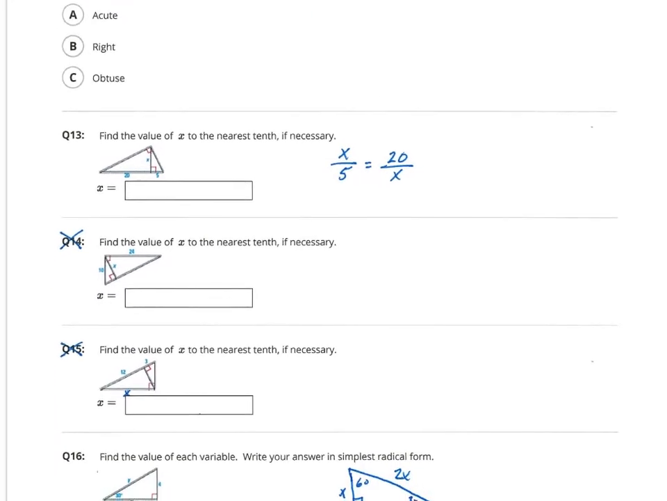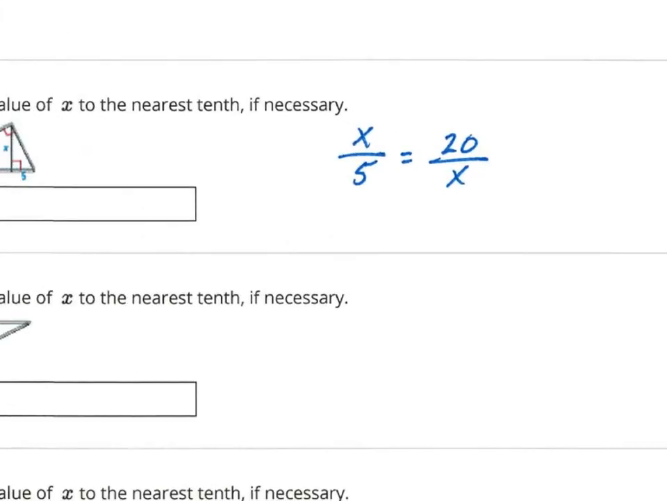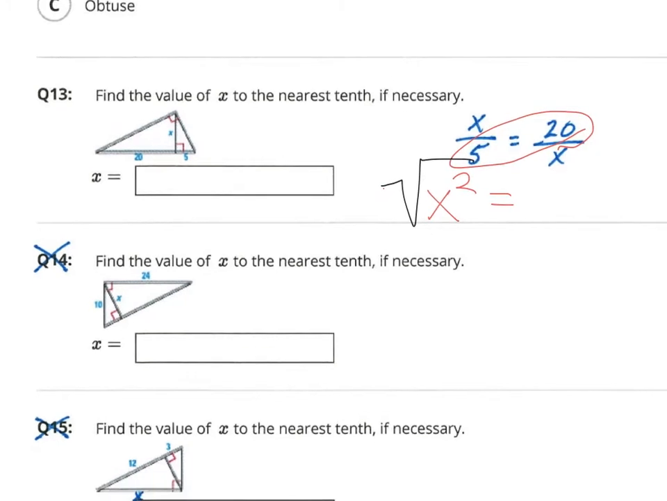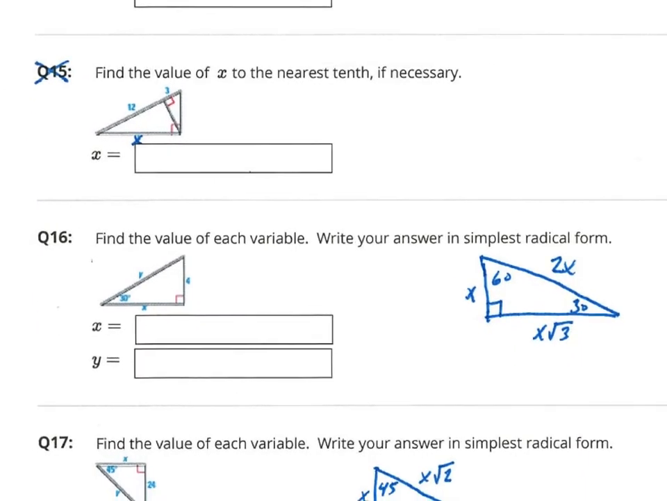Looking on to 13, you want to find the value of x. Again, I set out the proportion for you. All you need to do is cross multiply. Now remember, x times x is going to actually give you x squared, equals whatever you get when you multiply those 2 together. And then when you want to solve for x, you're going to need to take the square root. So don't forget about that. That's 13. 14 and 15 I want you to skip.